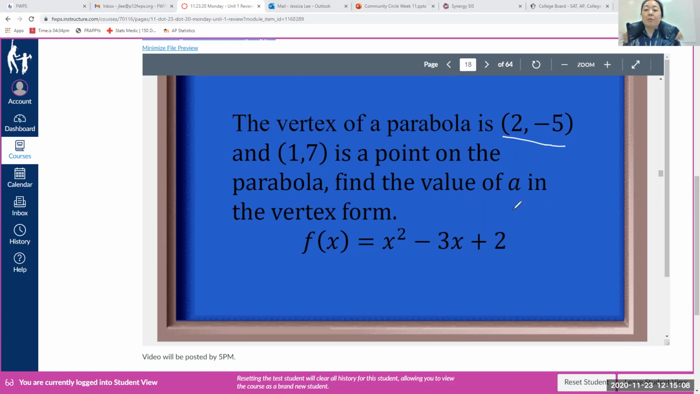So remember, the vertex form is, what is it called again? f of x is, we already know a. This is the same thing.